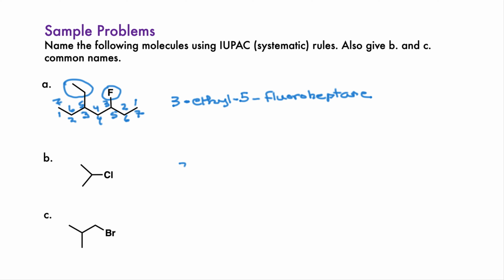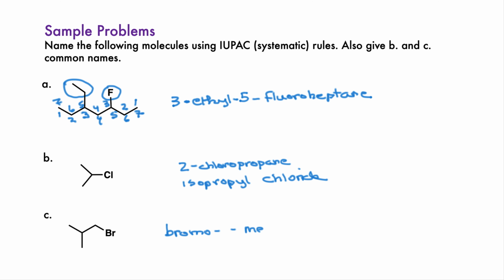The second compound is called 2-chloropropane in systematic IUPAC nomenclature. In common nomenclature, it is called isopropyl chloride, which is what it's usually called. In systematic IUPAC nomenclature, the last molecule is bromomethylpropane.